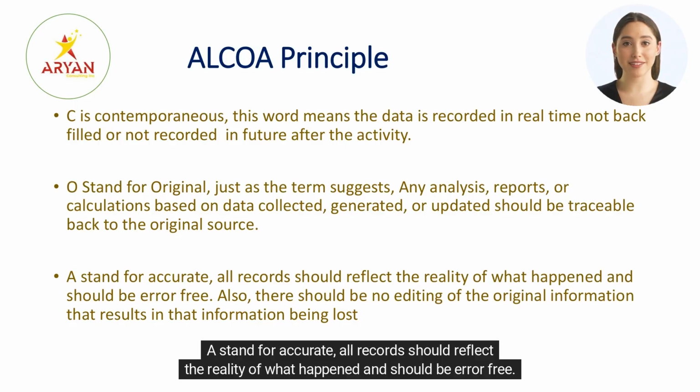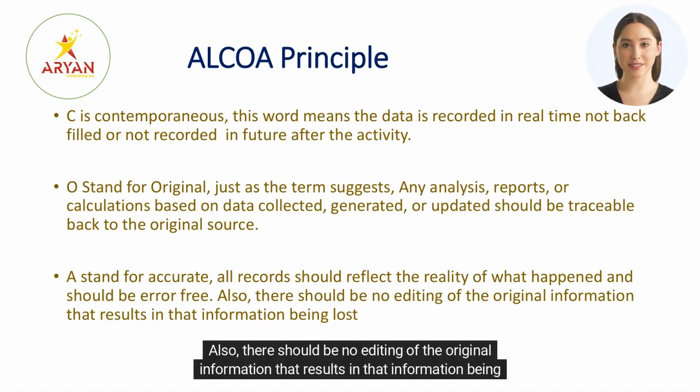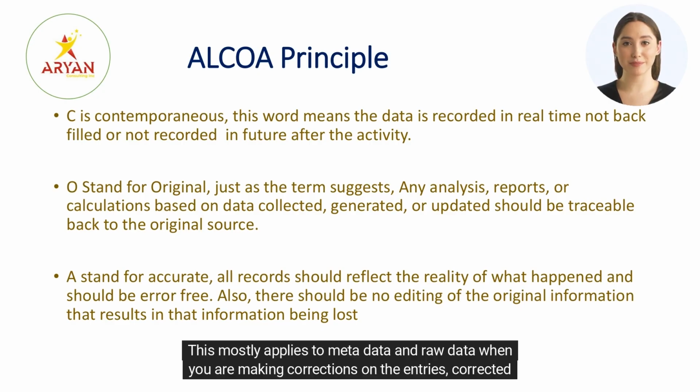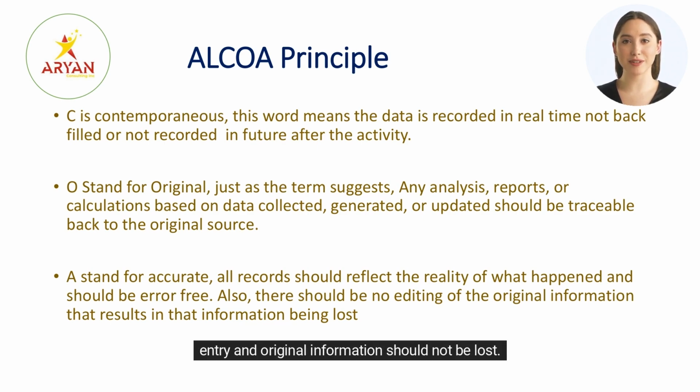A stands for accurate. All records should reflect the reality of what happened and should be error-free. Also, there should be no editing of the original information that results in that information being lost. This mostly applies to metadata and raw data when you are making corrections on the entries. Corrected entry and original information should not be lost. We will go in depth with examples in upcoming classes.